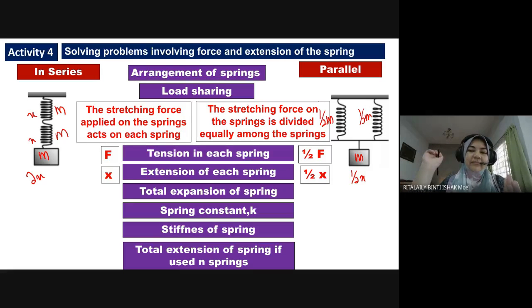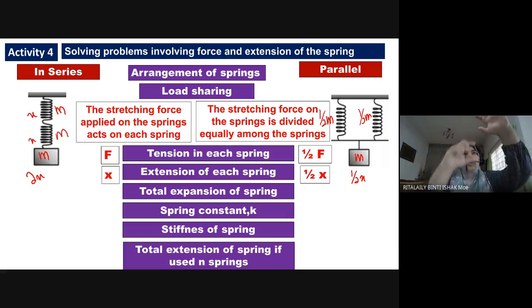Okay, in series the extension is plus ataupun kita add because it's one after another. So one extension become very long. So dah jadi 2X. But this one both extend half X. So dia punya extension only half X.